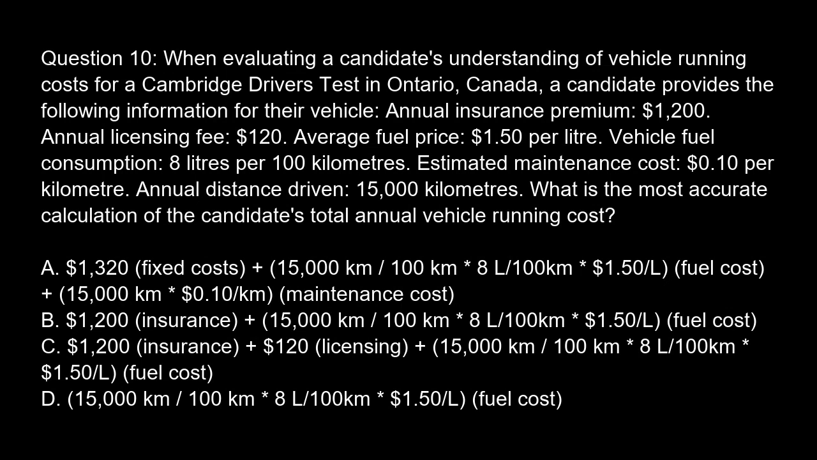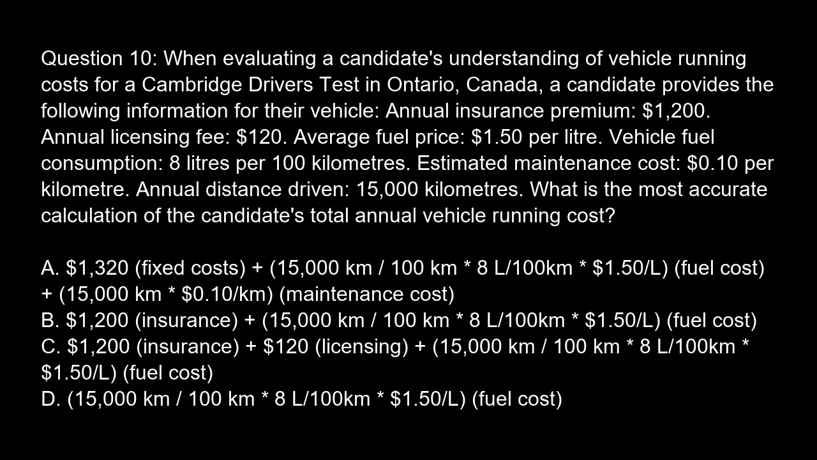Question 10. When evaluating a candidate's understanding of vehicle running costs for a Cambridge driver's test in Ontario, Canada, a candidate provides the following information for their vehicle: annual insurance premium, $1,200; annual licensing fee, $120; average fuel price, $1.50 per liter; vehicle fuel consumption, 8 liters per 100 kilometers; estimated maintenance cost, $0.10 per kilometer; annual distance driven, 15,000 kilometers. What is the most accurate calculation of the candidate's total annual vehicle running cost?